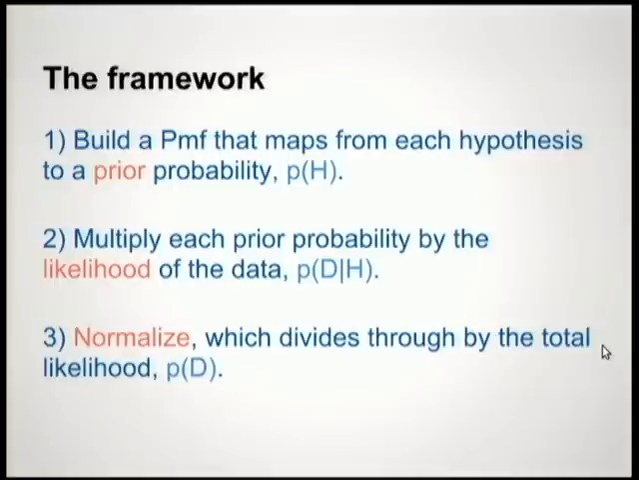You can think of that normalization in two ways. You can think of it as, well, my probabilities don't add up to 1, so I'm gonna normalize and I will make them add up to 1. But what you're really doing there is dividing through by the total probability of the data, which is part of Bayes' theorem. So you can think of normalize as being dividing through by probability of data.